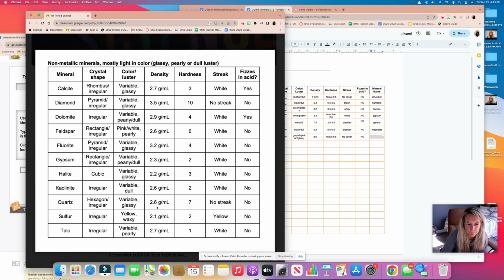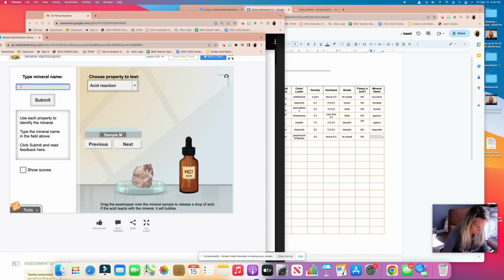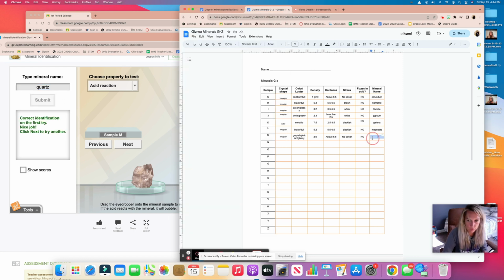Now, kaolinite we can rule out because if we look at hardness, it was definitely harder than a 2, because kaolinite wouldn't even scratch your fingernail, and it scratched all of them. Quartz, it could be quartz because it's a 7. It also doesn't leave a streak. Let's see what the other one was. 6. 6 would not have scratched the steel plate, so it's not going to be feldspar. So let's give it a try. See if it's quartz. And we're correct. It is quartz.